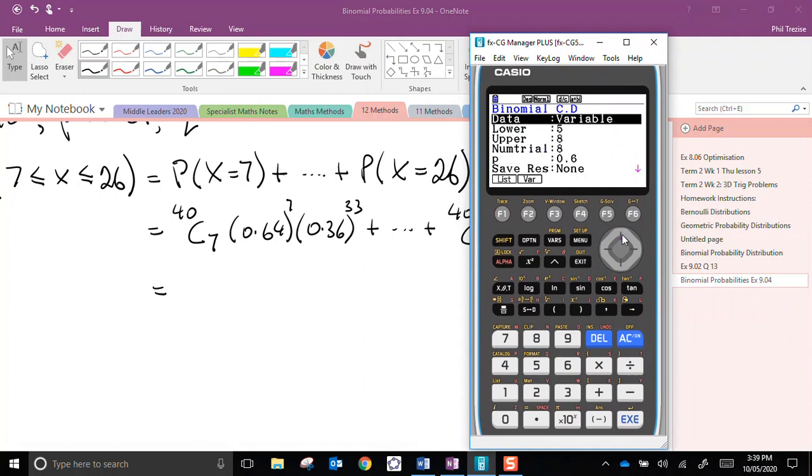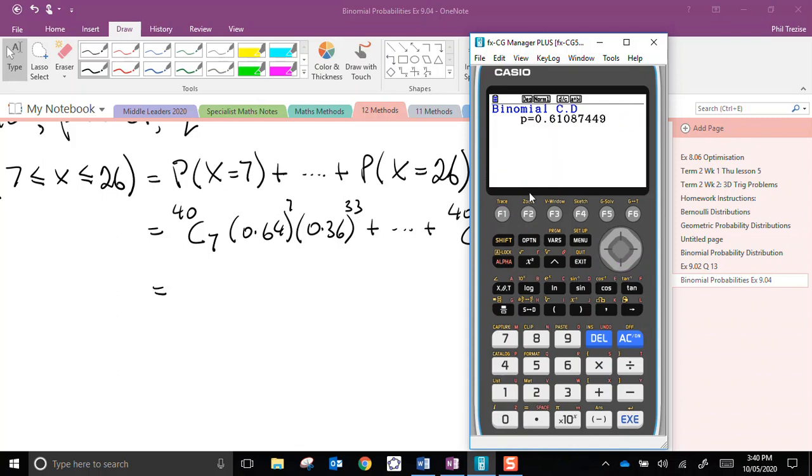And we'll just change our parameters here. So our lower limit this time is 7. Our upper limit is 26. There it is, 26. Our number of trials is 40. And the chance of success on any individual trial is 0.64. Note that we don't have to enter Q. The calculator will automatically figure out Q by subtracting from 1. So it knows what to do.